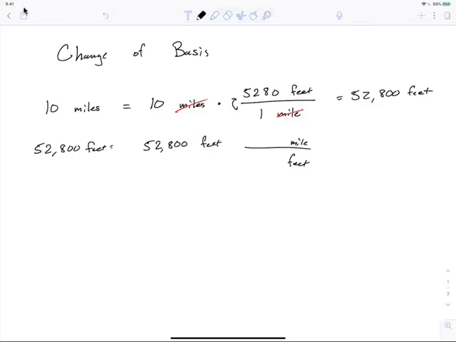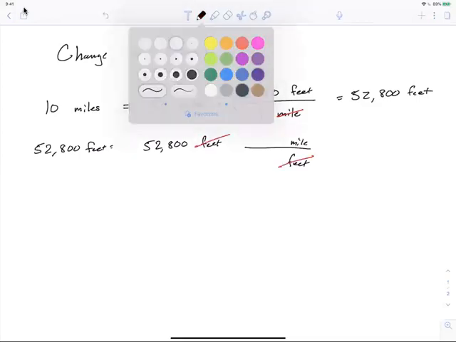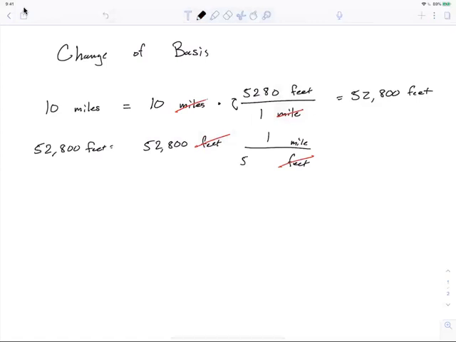And that's because we want these feet to cancel. So we're going to flip that conversion factor. There's 1 mile for 5,280 feet. And now when you do the multiplication, which now becomes a division, you get 52,800 feet divided by 5,280. And sure enough, you get 10 miles.